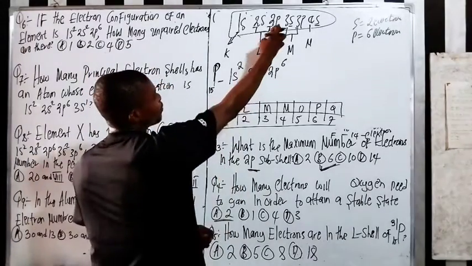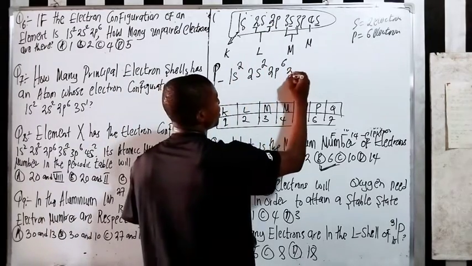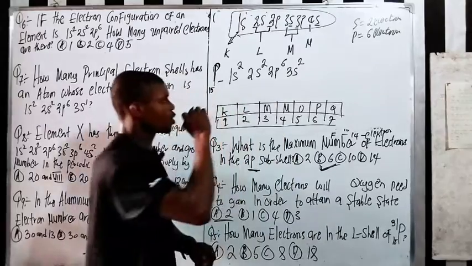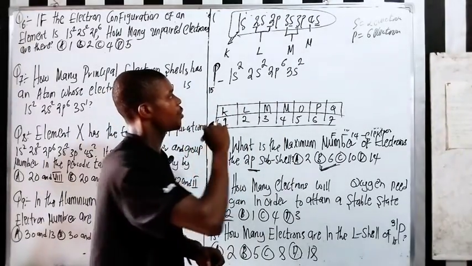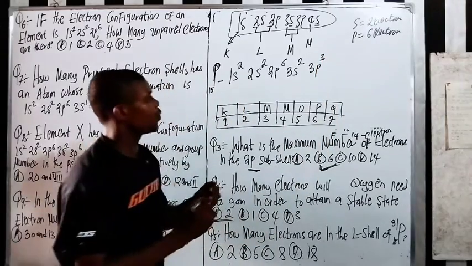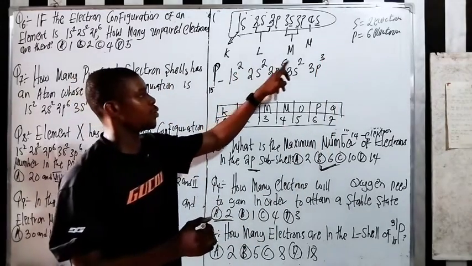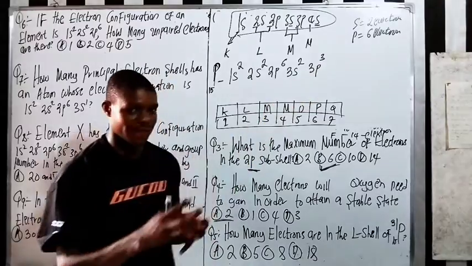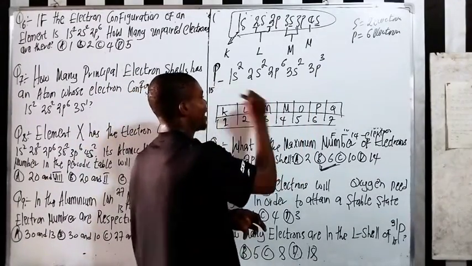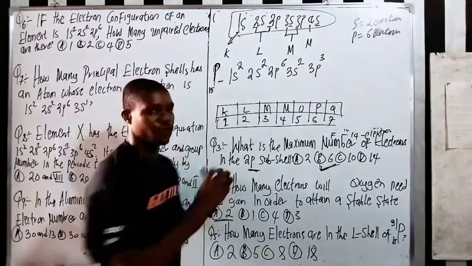So now let's move to the next one. Here we have 3s, right? 3s2 will be here, so we now make it 12. Then here we have 3p, making 3 here. So if you check it very well, 2 plus 2 plus 6 plus 2 plus 3 is 15. So I have exhausted all my electrons. So this is the electronic configuration of phosphorus.